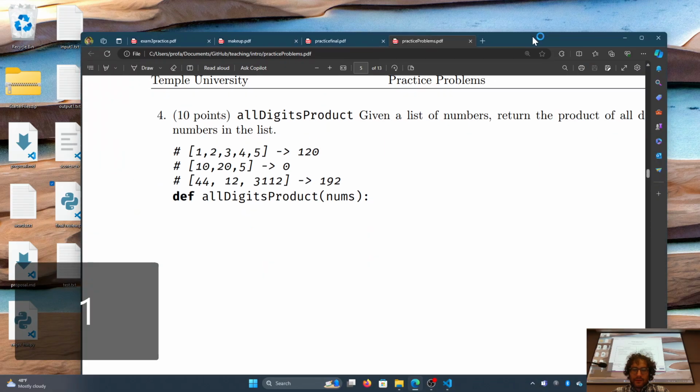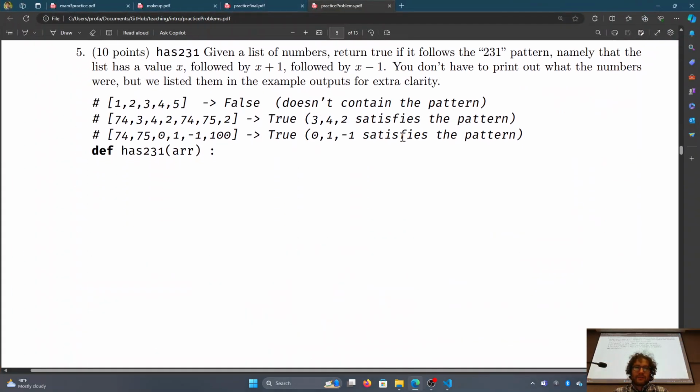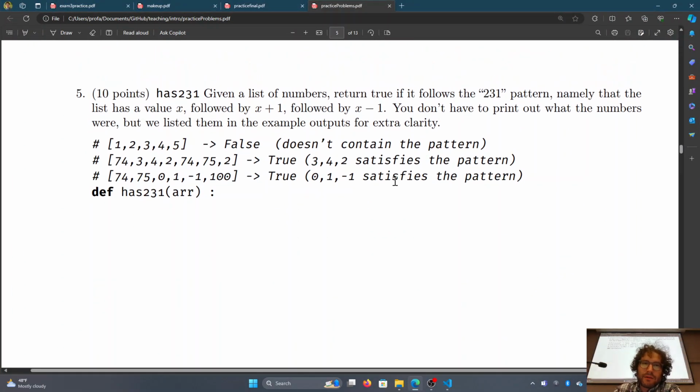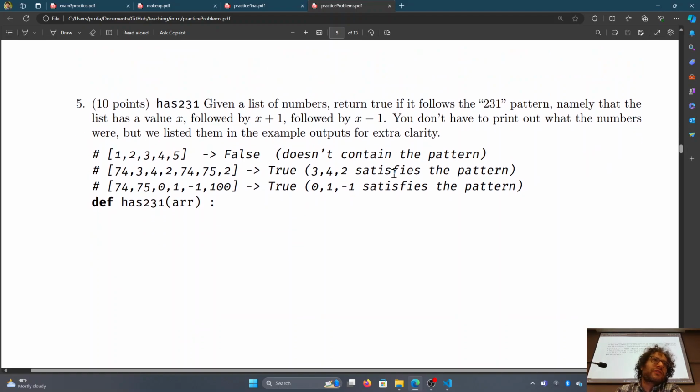Come on, you can do it. All right, so we're going to start with question 5. Same kind of deal. I plan on giving you some time to tackle this problem, and then I'll do the problem for you.